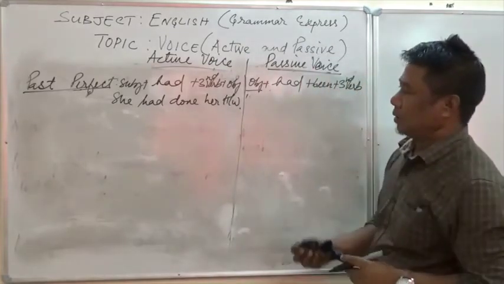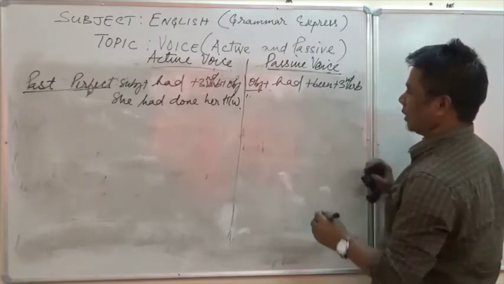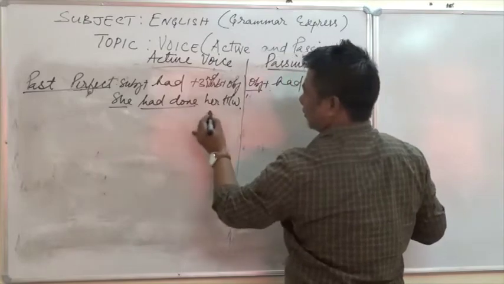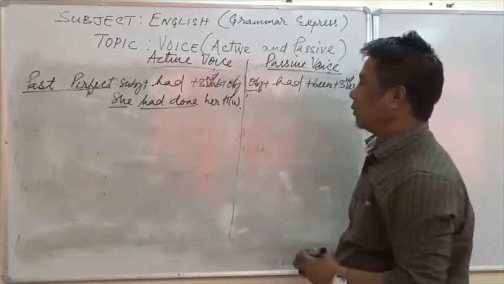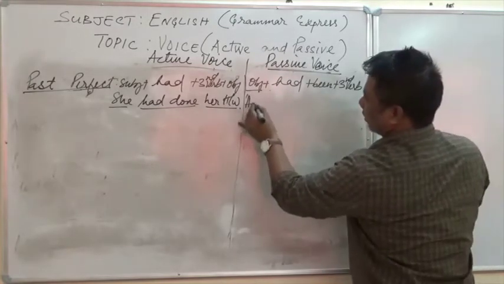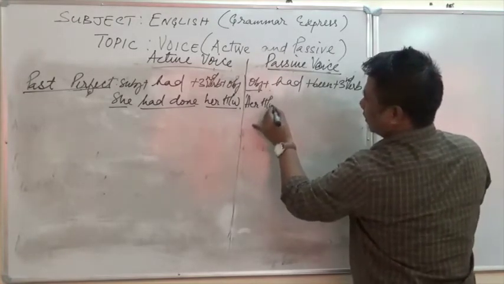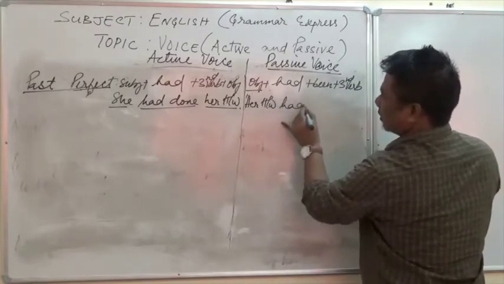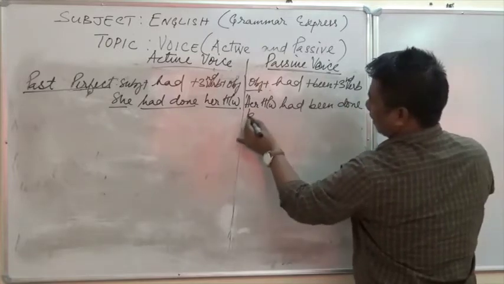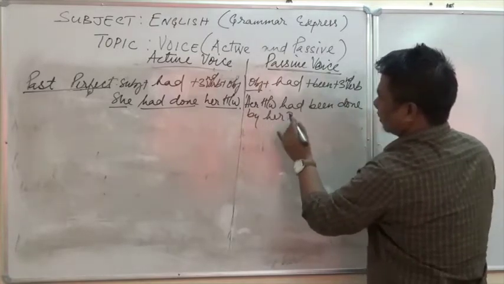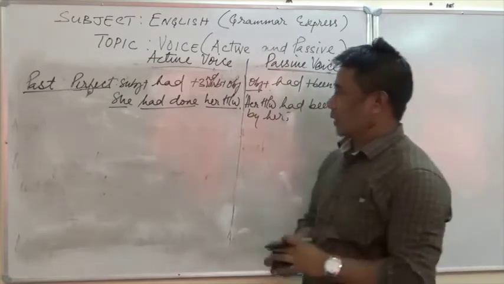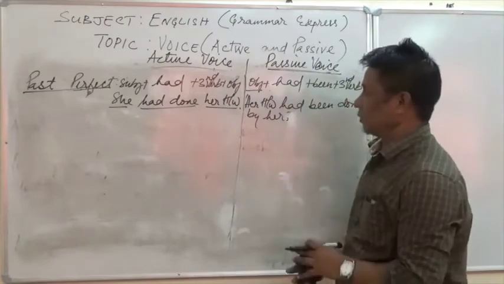In passive voice, the sentence has a subject and a verb. She is the subject, had done is the verb, and the object is her homework. What had she done? Her homework. Okay, it's the object. Her homework had been done by her. So this is how we make an affirmative sentence into a passive voice.